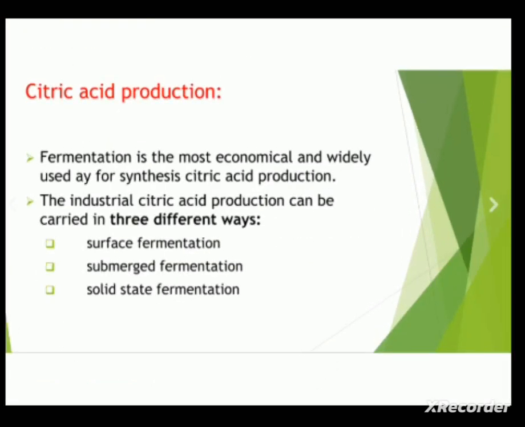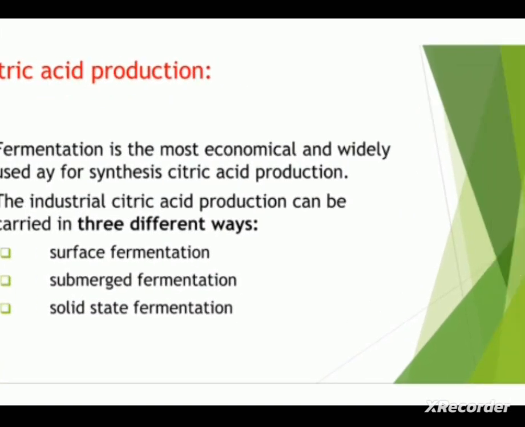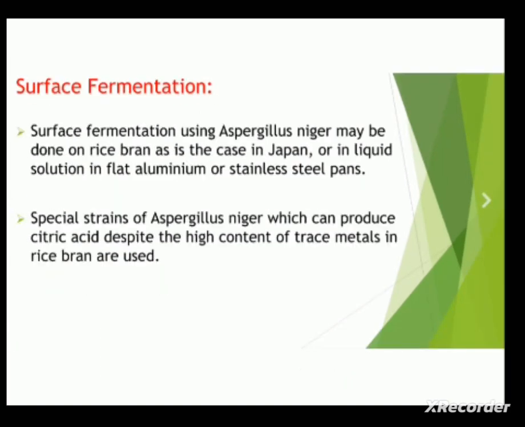Then we come to citric acid production by three processes: surface fermentation, submerged fermentation, and solid state fermentation. What is surface fermentation? Let's find out. Surface fermentation using Aspergillus niger may be done on rice bran, as is the case in Japan, or in liquid solution in flat aluminium or stainless steel pans.